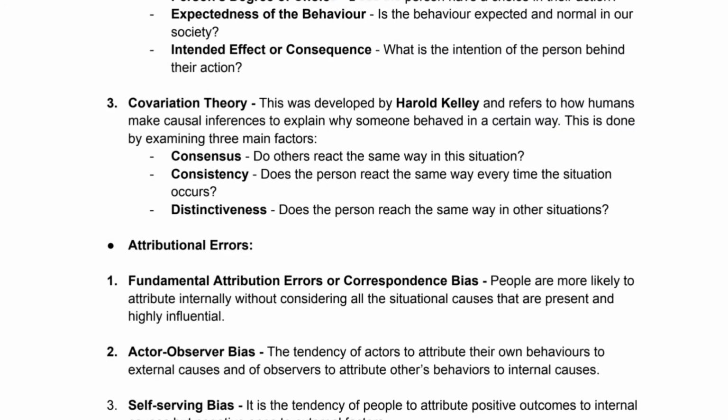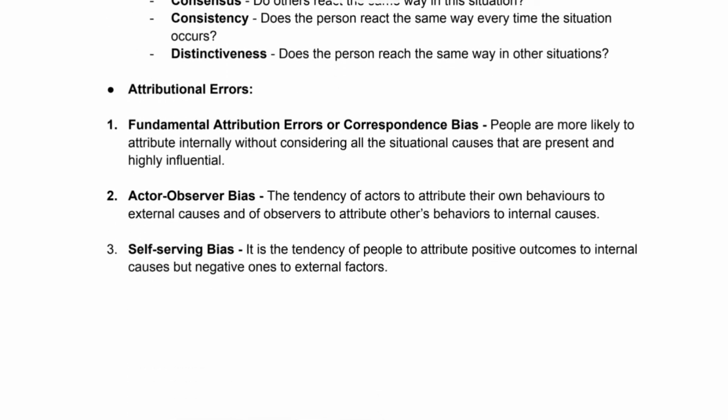Now we will see some common attributional errors that we make on a daily basis. First is the concept of fundamental attribution error or correspondence bias. This theory says that people are more likely to attribute internally without considering all the situational causes that are present and highly influential. Let's go back to that example of the student coming late to class. People are always going to attribute it as the student having bad time management or not being sincere enough in their studies. And we frequently forget about all of the situational causes that might have caused this.